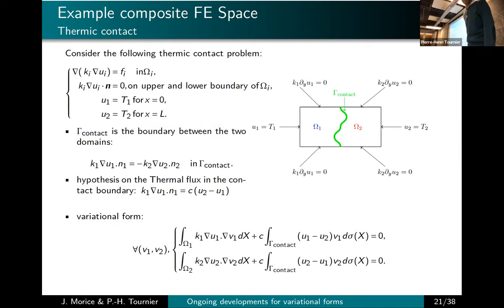That's good, isn't it? We take a first example that was introduced before by Frederic. I want to get two materials, omega 1 and omega 2. I suppose that they have gamma as a contact between the two solids, the boundary between the two domains. I suppose the thermal problem where Ki is the conductivity of the domain.